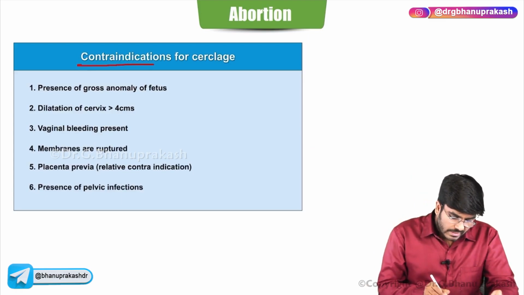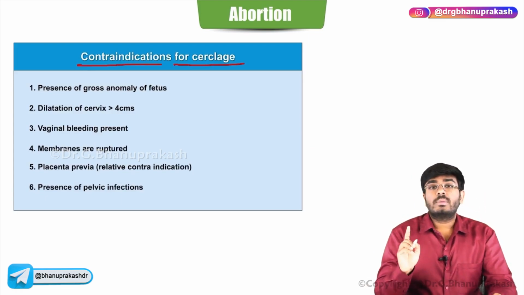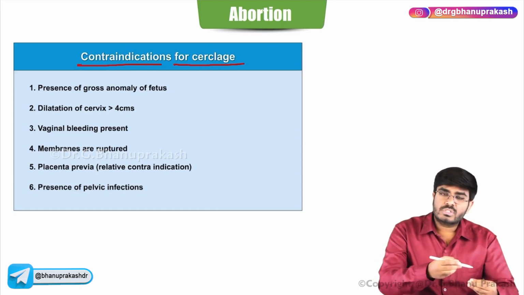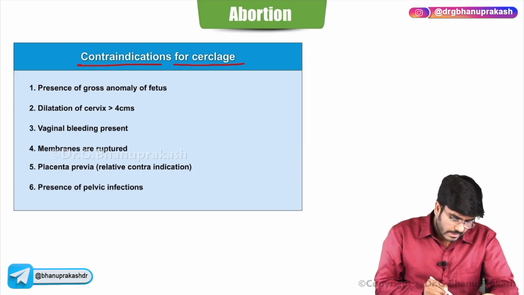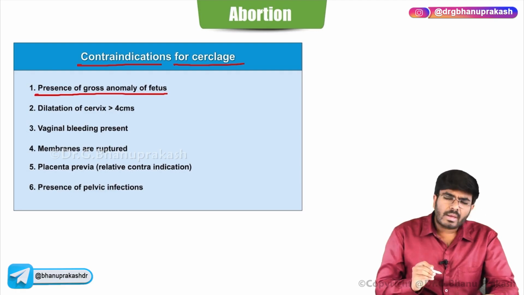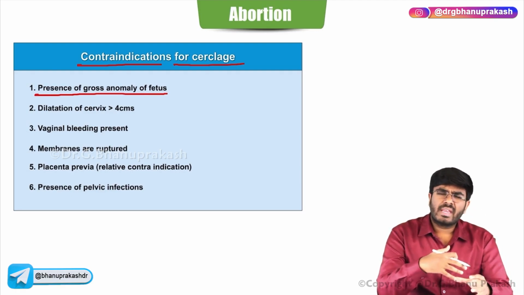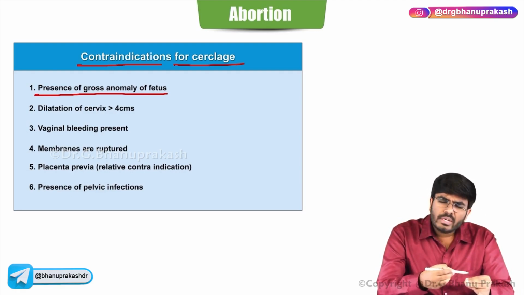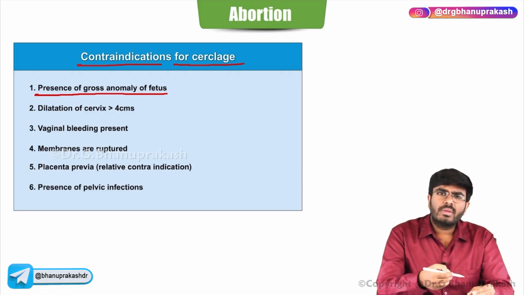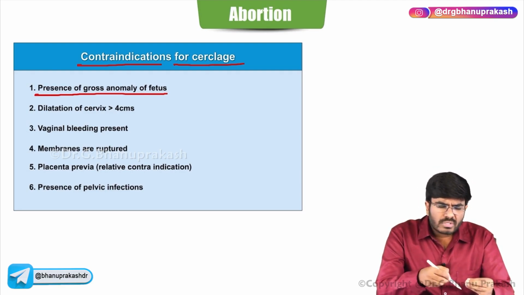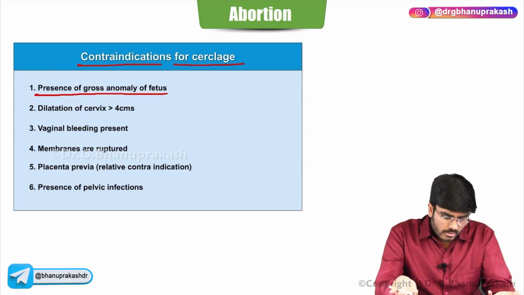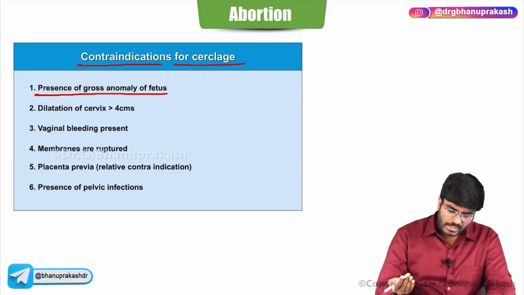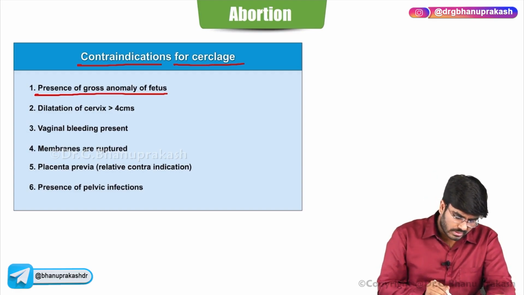What are the contraindications of cerclage? When should cerclage not be applied, when are the sutures not to be applied? See, there is presence of gross anomaly of the fetus. See, the fetus is having anencephaly. Are you going to apply the cerclage? Definitely this baby will not be able to live. So if you put cerclage, it's no use. So whenever there are gross congenital anomalies, don't put the cerclage.